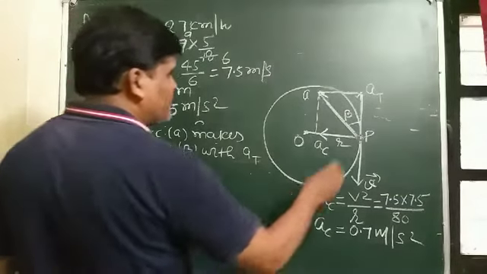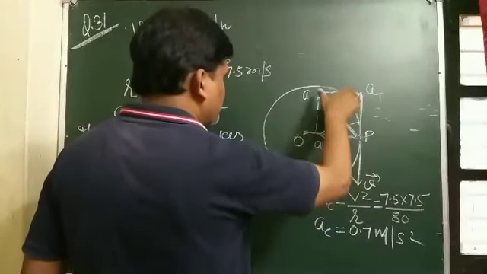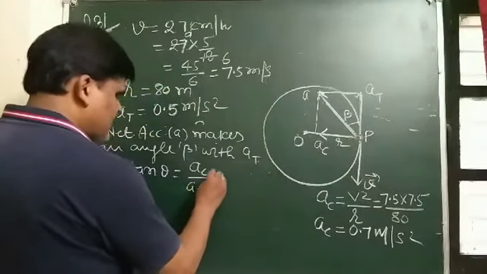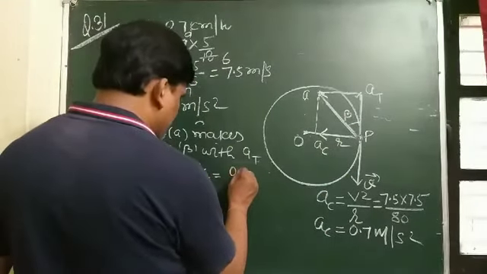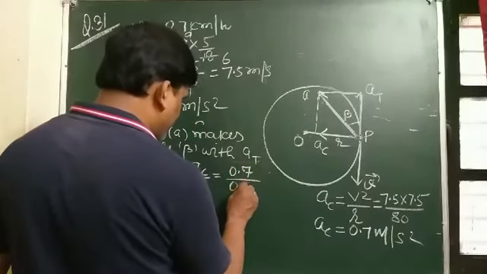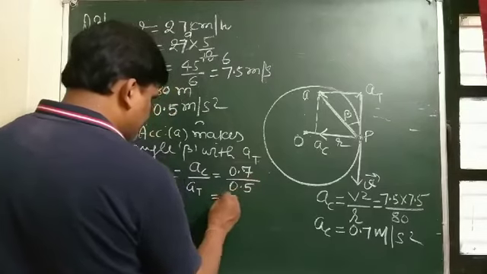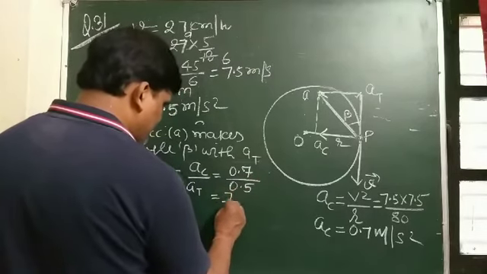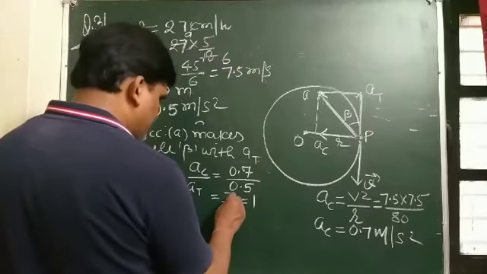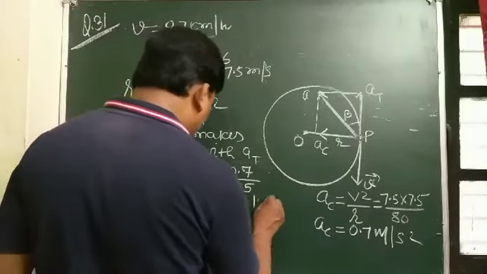So perpendicular is AC, and base is what? AT. And students, AC is what? 0.7, and this will be what? 0.5, so that is 7 by 5, and students, 7 by 5 is 1.4.